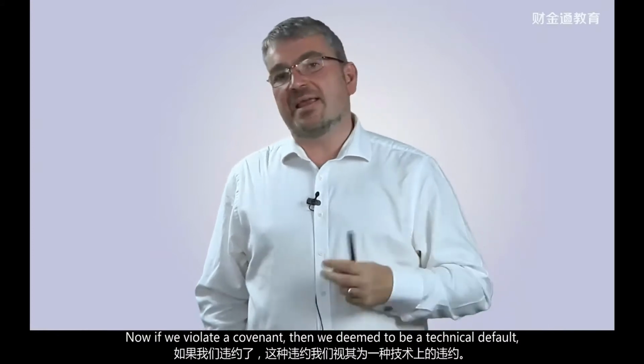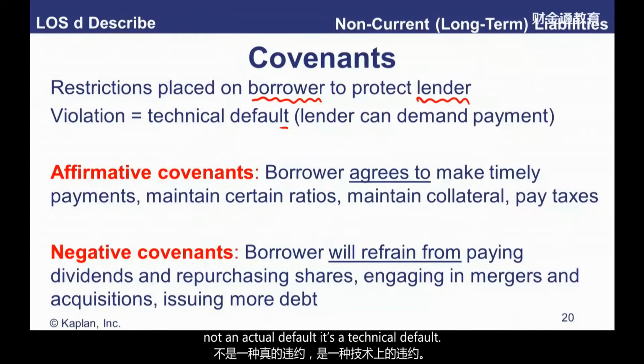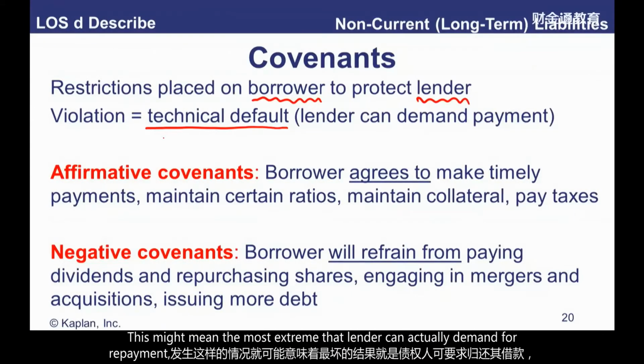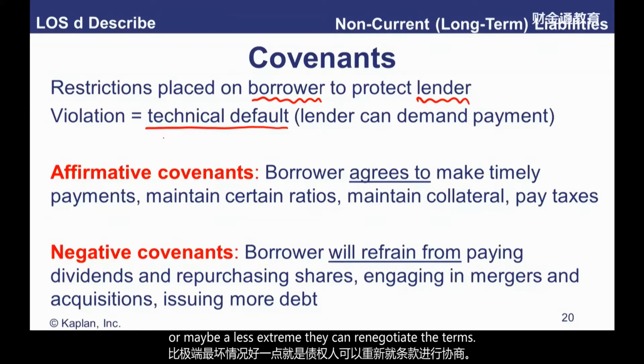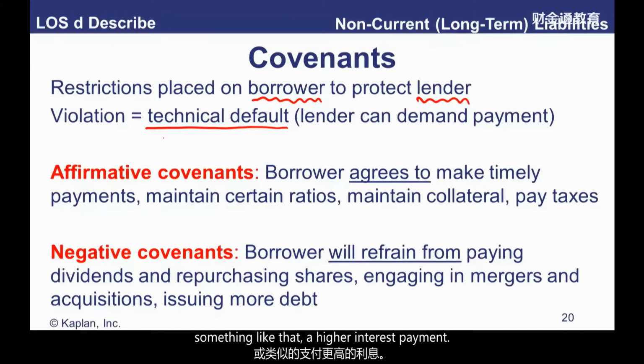Now, if we violate a covenant, then we're deemed to be in technical default. So it's not an actual default, it's a technical default. This might mean, at the most extreme, the lender can actually demand full repayment, or at a lesser extreme, they can renegotiate the terms. So in other words, they'll probably require a higher coupon payment, something like that, higher interest payments.